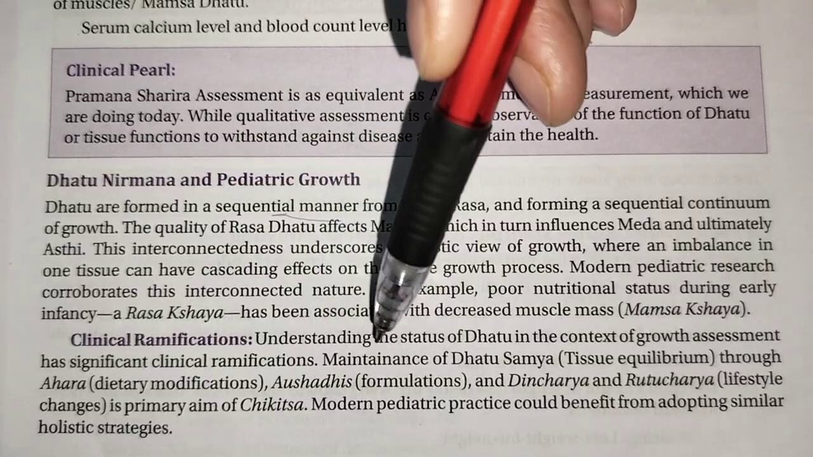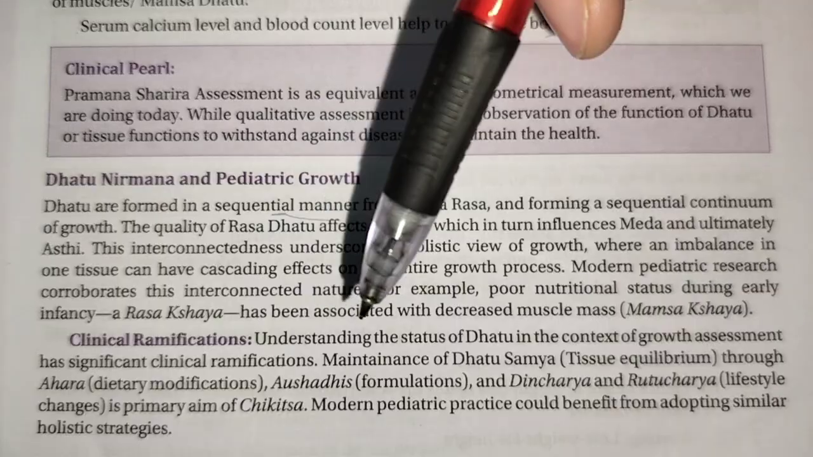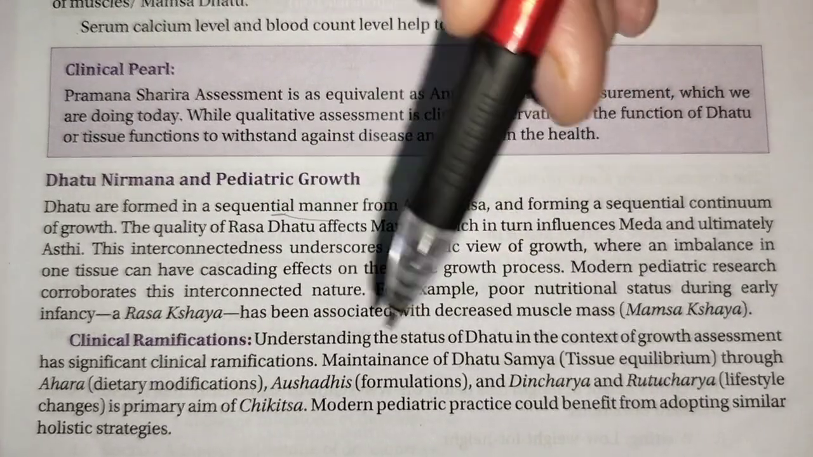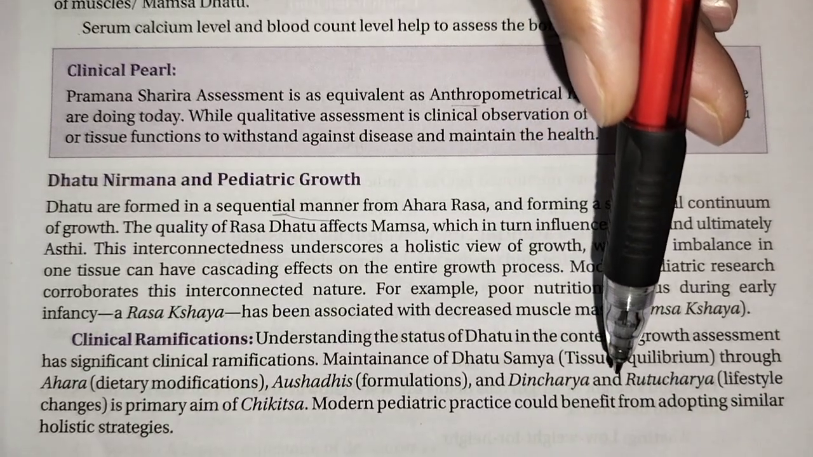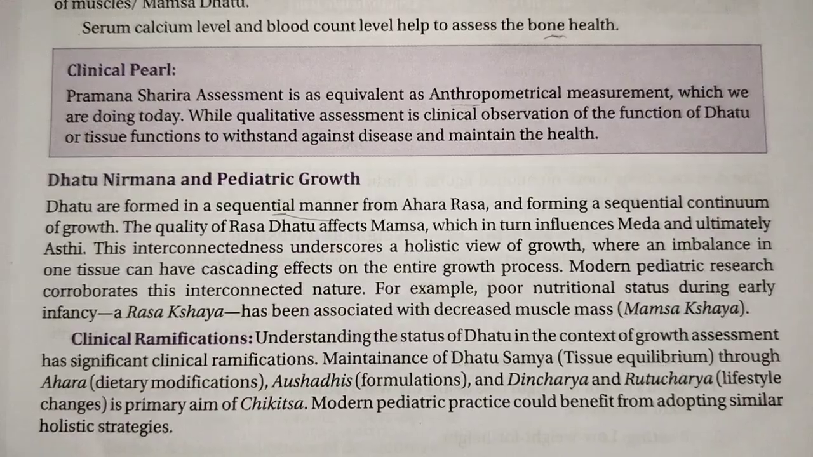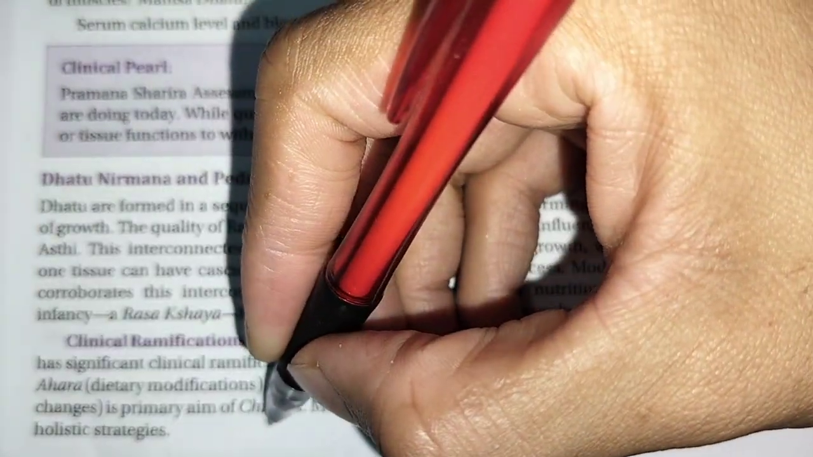Understanding the status of a dhatu in the context of a growth assessment has significant clinical ramification. Maintenance of the dhatu samya, that is dosha and dhatu samya, dosha dhatu malanam, through dietary modifications, aushadhis, formulations, dinacharya and rutucharya, should be taken as the prime aim of chikitsa.